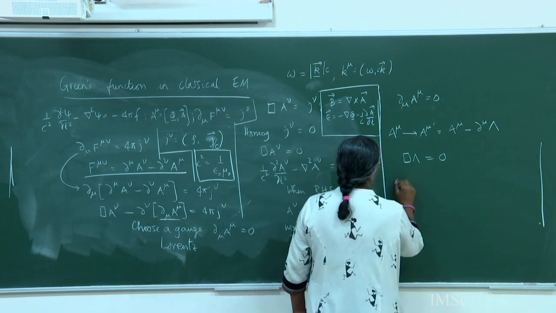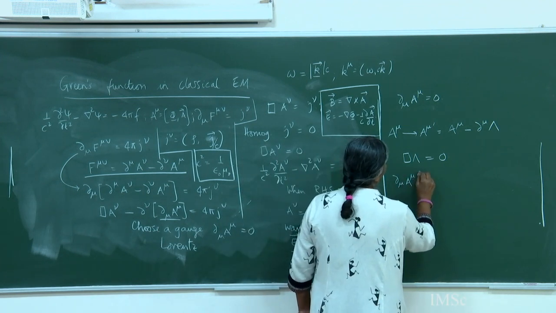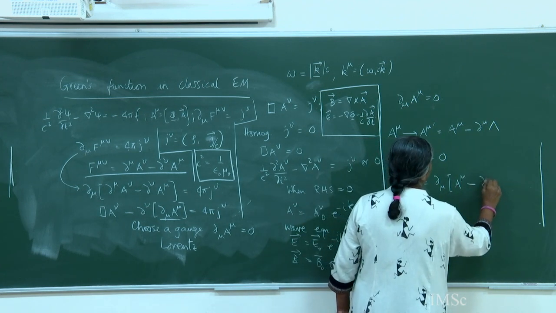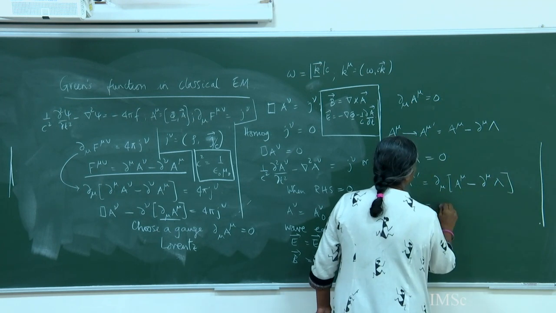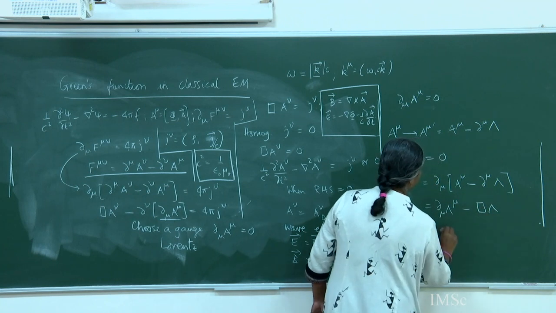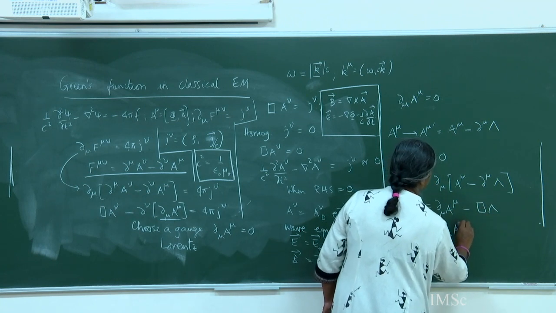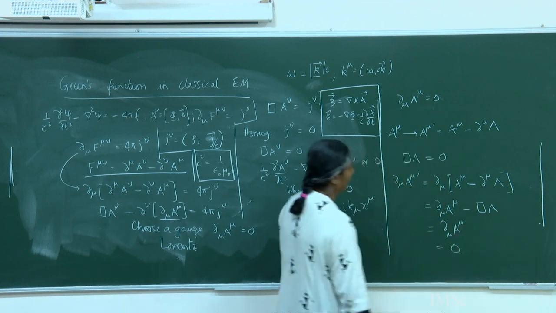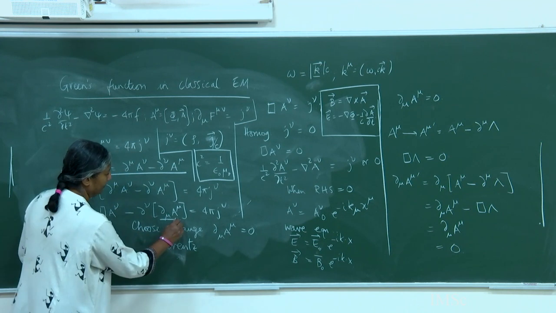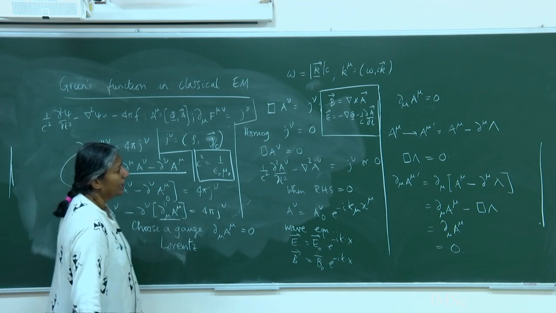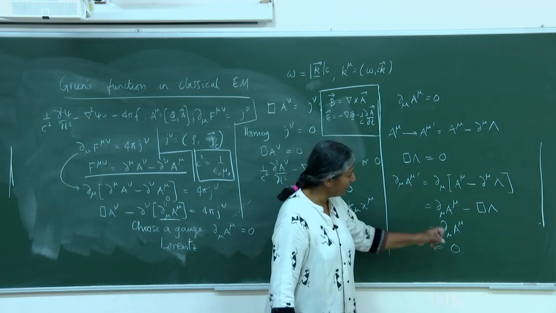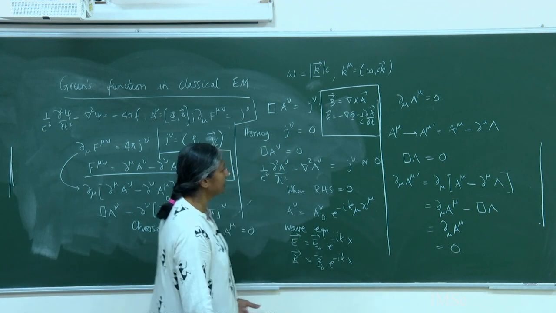When I do this, what happens to d mu of A mu prime is d mu of A mu minus d mu d mu lambda, which is d mu A mu minus box lambda. But box lambda is 0, and d mu A mu was also 0. So the main thing is this: I have taken a gauge choice d mu A mu equal to 0. You see that when I make a transformation like this, d mu A mu prime is also 0.